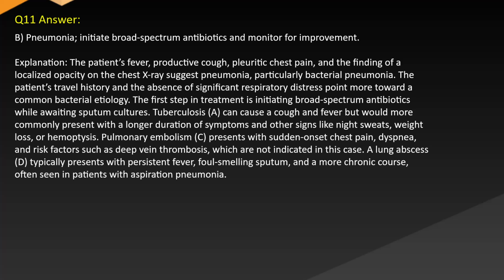Tuberculosis can cause cough and fever but would more commonly present with longer duration of symptoms and other signs like night sweats, weight loss, or hemoptysis. Pulmonary embolism (C) presents with sudden onset chest pain, dyspnea, and risk factors such as deep vein thrombosis, which are not indicated in this case. Lung abscess (D) typically presents with persistent foul-smelling sputum and more chronic course, often seen in patients with aspiration pneumonia.